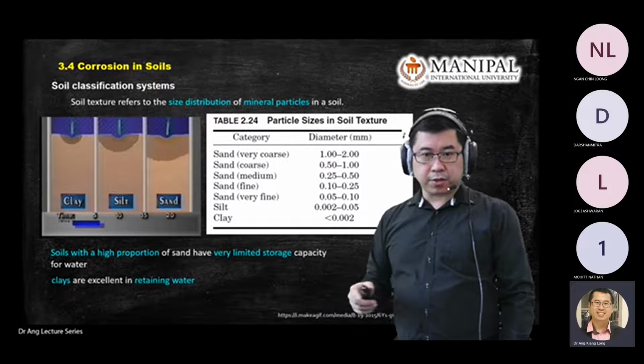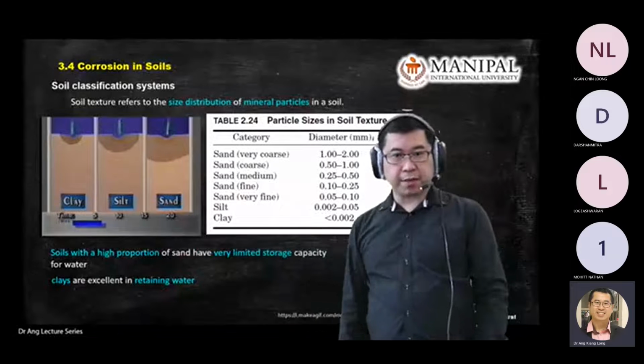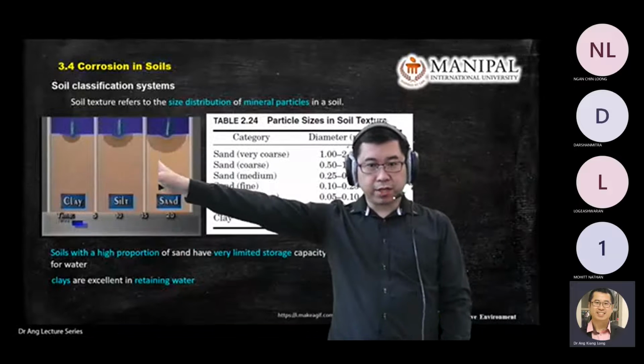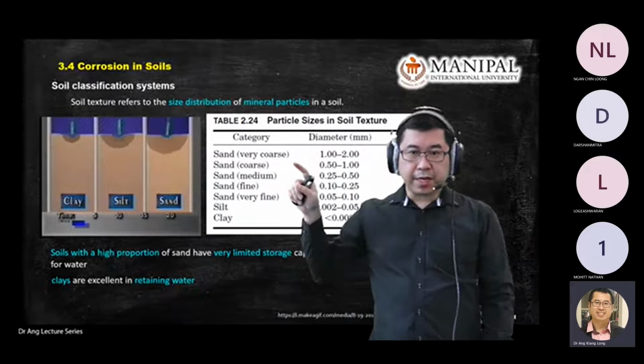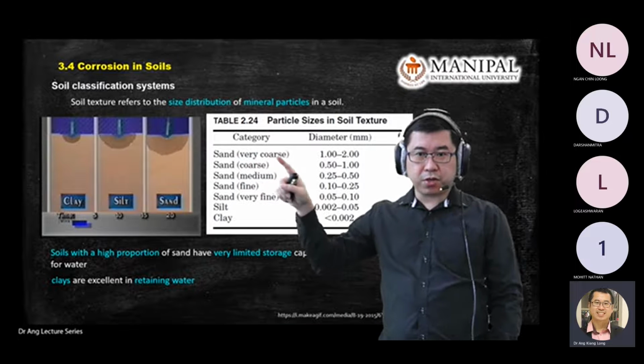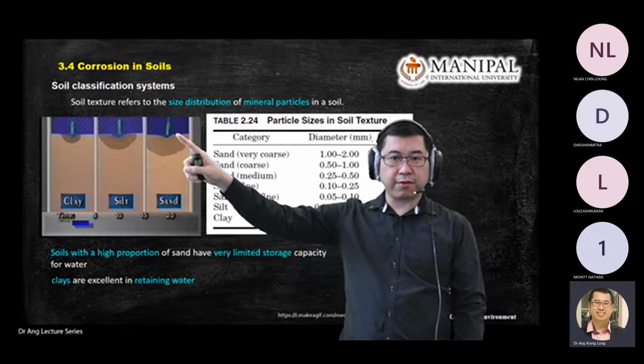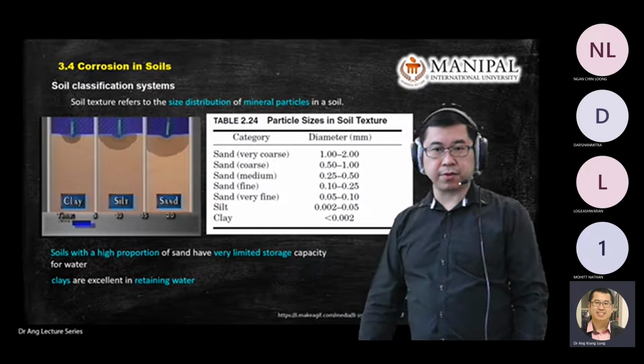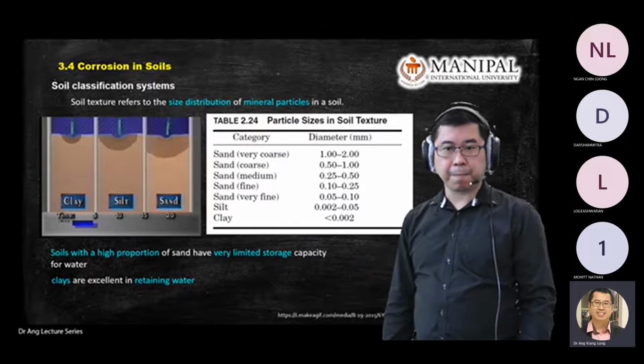Okay. So this one I already showed in this diagram. It means clay will try to retain water, but soil with, for example, very coarse particles can flow water very fast from the surface until the bottom.